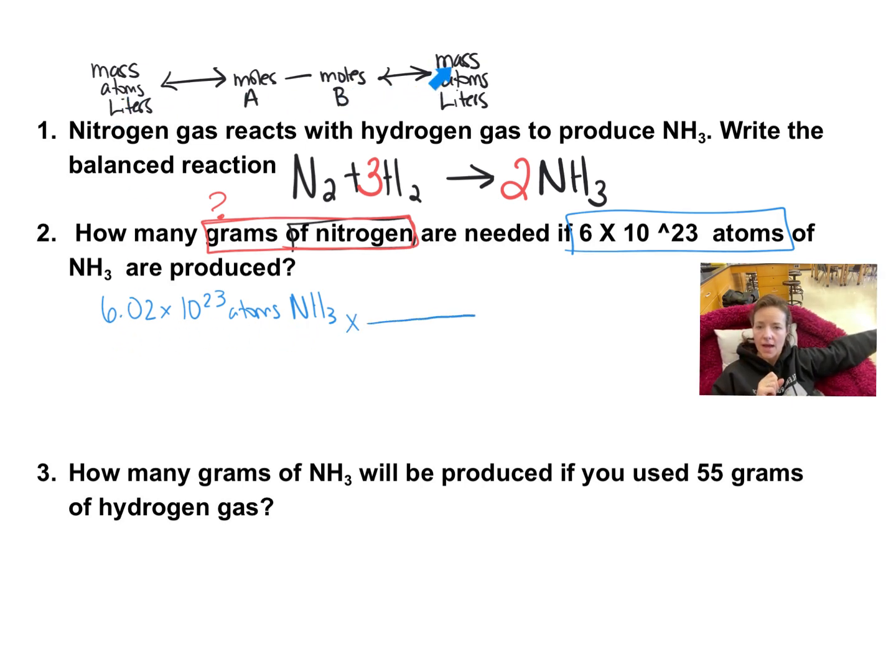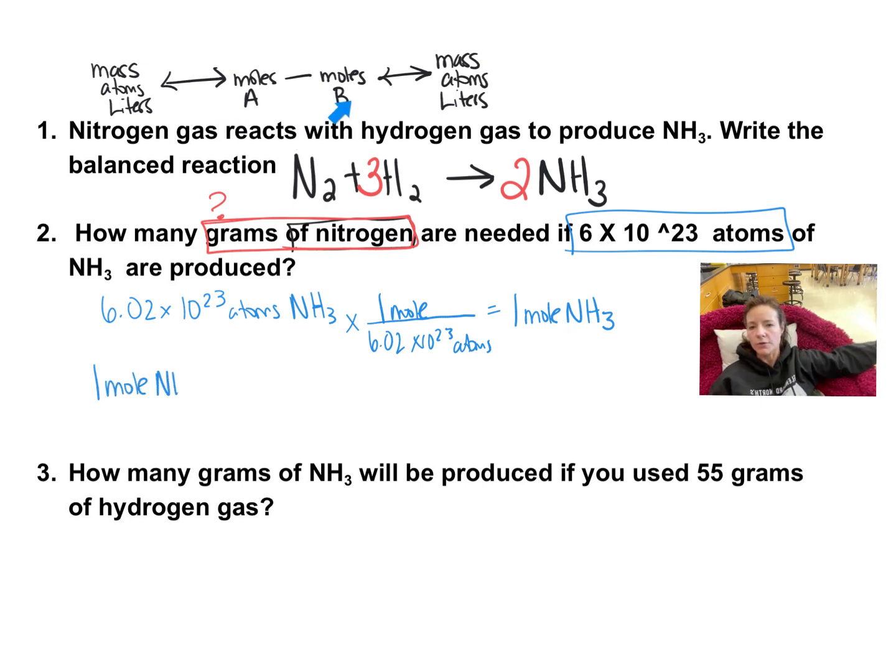So first step, I have to go from atoms of the NH3 to moles. We use Avogadro's number. 6.02 times 10 to the 23rd is 1 mole. If we do that math, we have about 1 mole of NH3. Next step, to get from NH3 to nitrogen, we use our mole-to-mole ratio. So I'm going to use my balanced equation to figure out how many moles of nitrogen I'm going to need. So I've got 2 moles of NH3 for every 1 mole of nitrogen. That's what the balanced equation tells me.